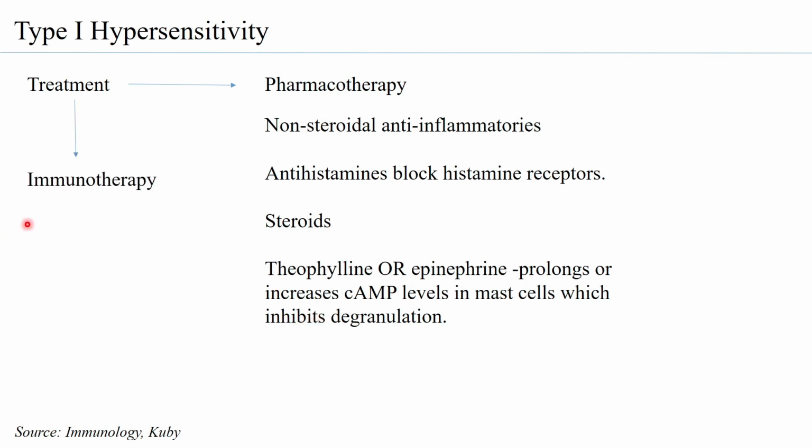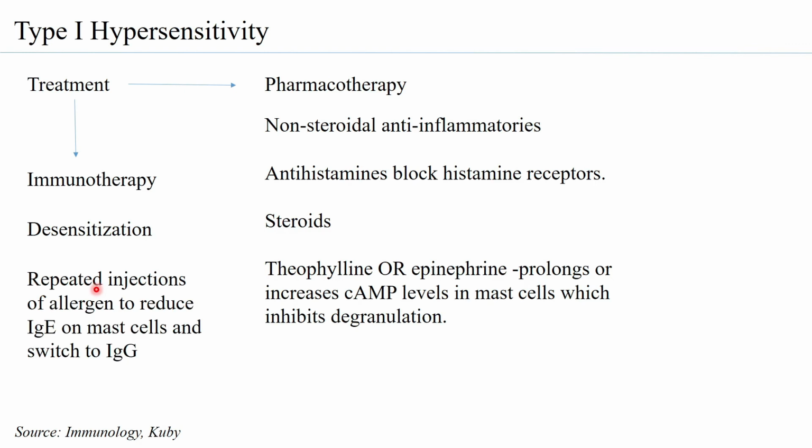The second kind of treatment is immunotherapy, wherein desensitization is brought about through immune molecules. So, what is hypersensitized can be desensitized. Also, several exposures to the allergen itself are given in small doses to reduce the IgE on the mast cell and in turn produce more IgG. So that is something that is there, but most commonly what is done is pharmacotherapy.